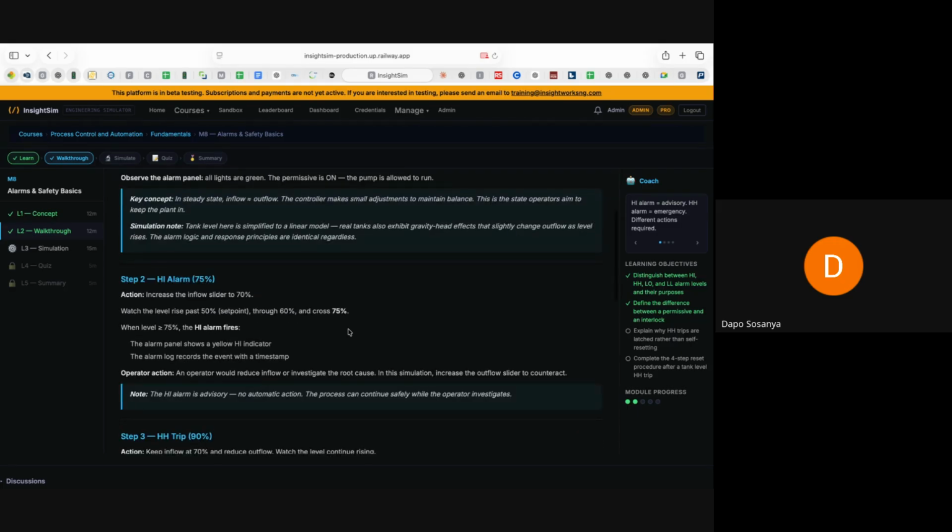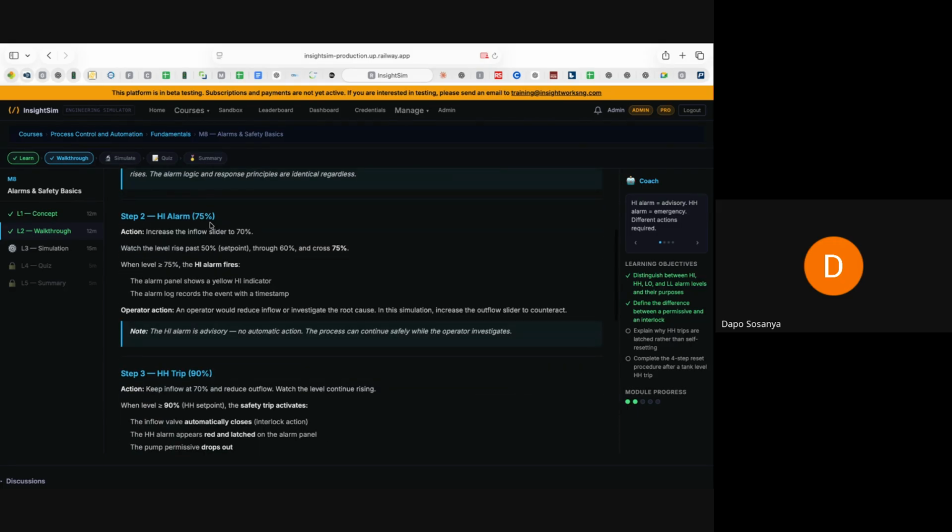Step two, high alarm at 75%. Increase the inflow slider to 70%. Watch the level rise past 50%, which is the set point, through 60 and then cross the 75% mark. When level is greater than 75%, the high alarm fires. The alarm panel shows a yellow indicator, the high alarm indicator.